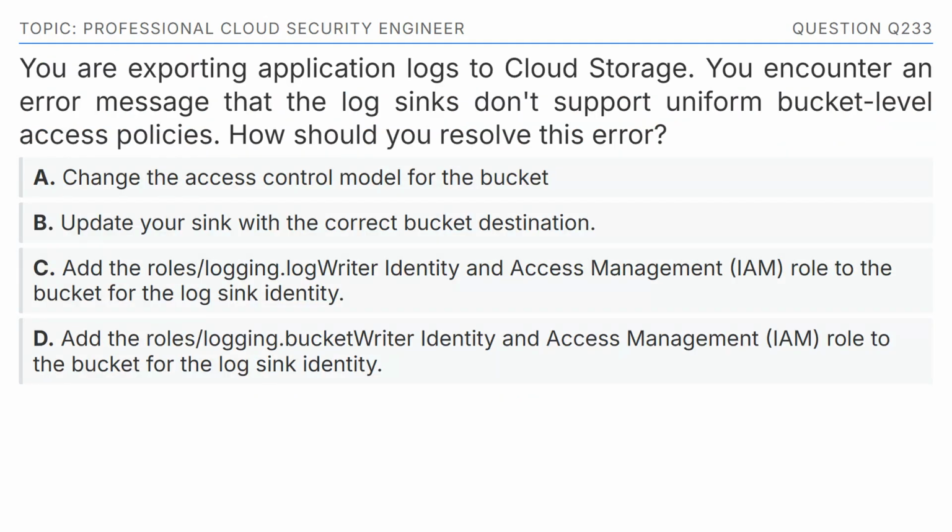You are exporting application logs to Cloud Storage. You encounter an error message that the log syncs don't support uniform bucket-level access policies. How should you resolve this error? The options are: Option A, change the access control model for the bucket. Option B, update your sync with the correct bucket destination. Option C, add the roles/logging.logWriter Identity and Access Management (IAM) role to the bucket for the log sync identity. Option D, add the roles/logging.bucketWriter Identity and Access Management (IAM) role to the bucket for the log sync identity.